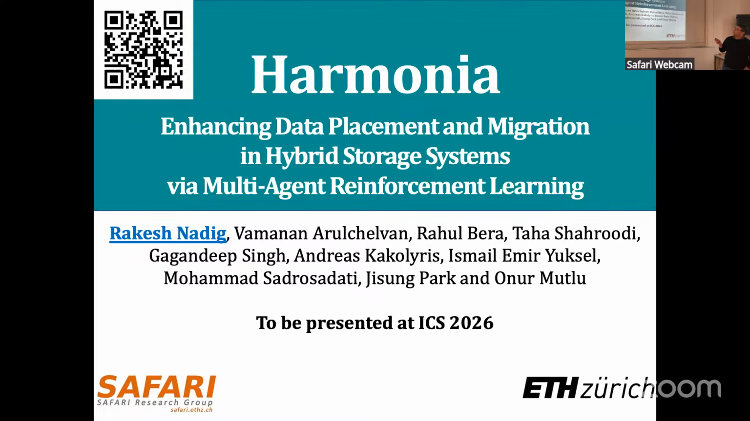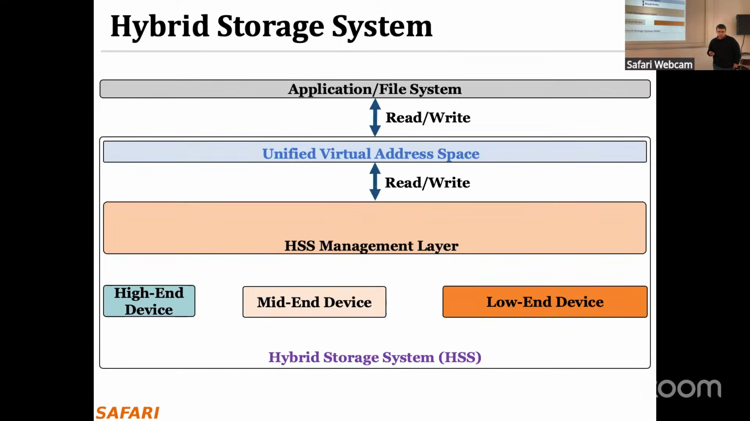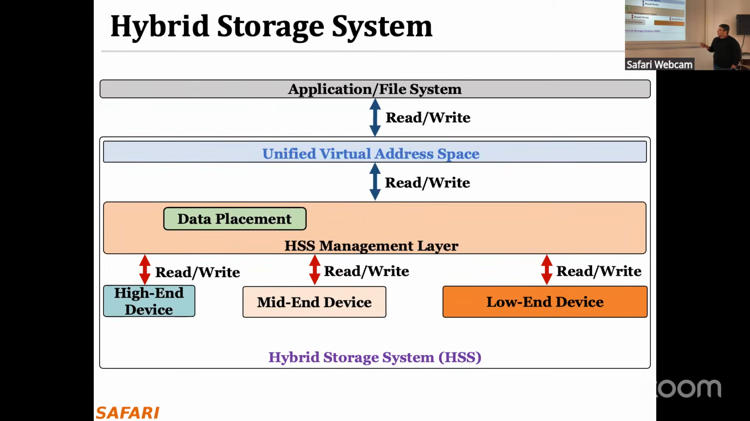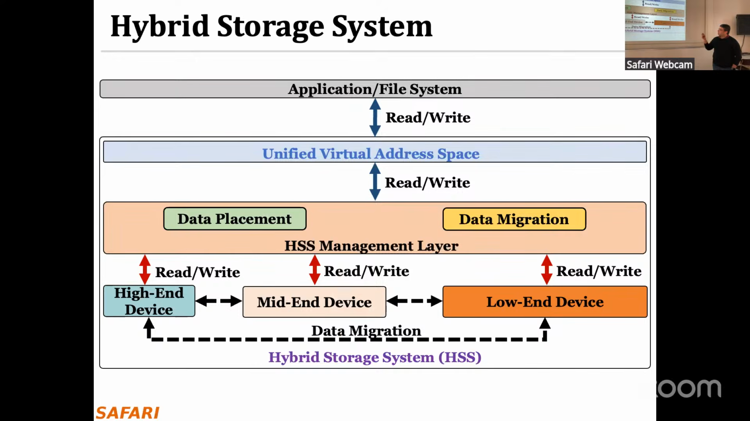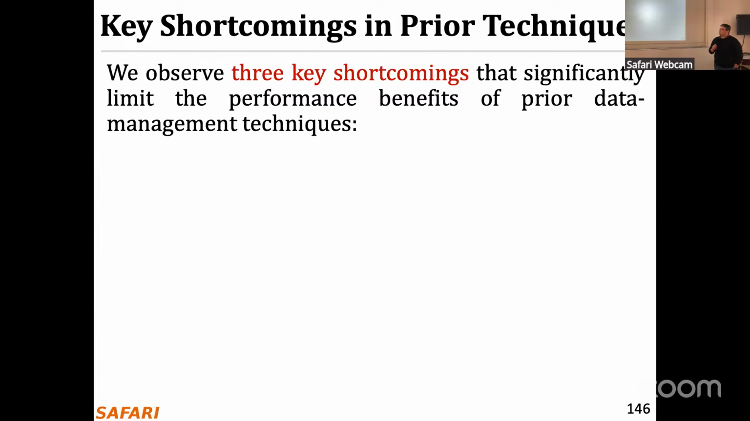So in this work, Harmonia, we are looking at a coordinated data placement and migration policy using multi-agent reinforcement learning. So I'll not go into a lot of details of this background. Again, here we show 3 devices, and we have a data placement policy and a migration policy. So this again is very similar to the prefetching and eviction policies that are there in the cache hierarchy or in main memory. So here we looked at again what can be improved. What can we improve compared to the state-of-the-art techniques?